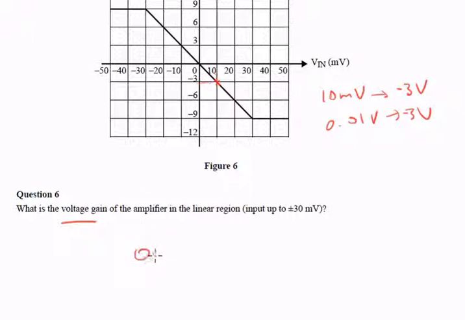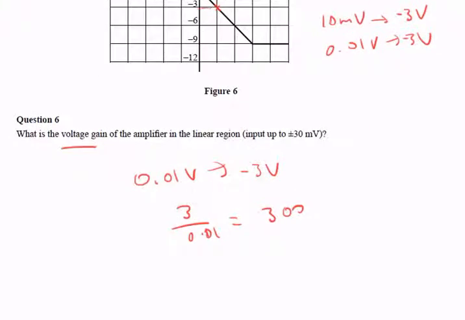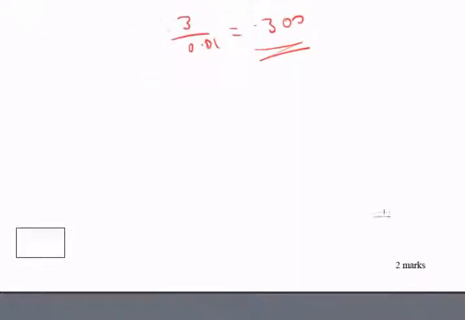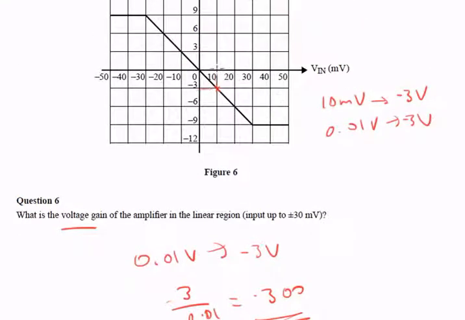In this case it's 0.01 volts, because I chose this point here, turns into minus 3 volts. So to work out the gain, it's that one divided by that one, which is 300. Now, if we put the negative in there, it would be negative 300. But in terms of the voltage gain, we just want to know how much bigger it got, so we only have to worry about the number, 300. If they'd asked for it, in this case, it's an inverting amplifier. They didn't ask for it in this case, but this is inverting because it turns a positive number, 10, into a negative number, minus 3.